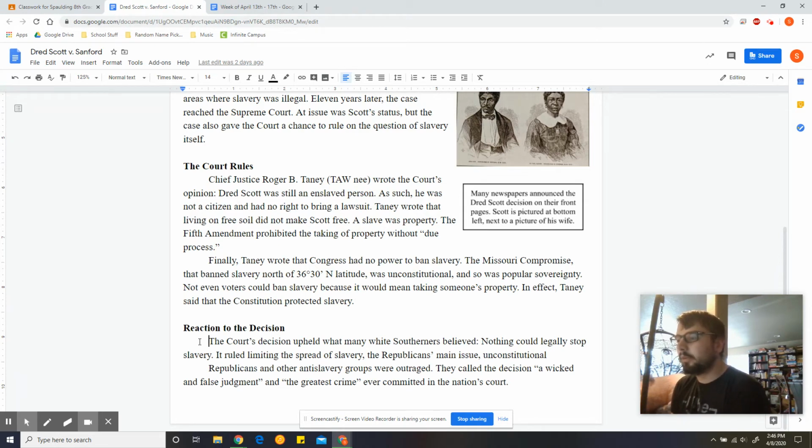The court's decision upheld what many white Southerners believed. Nothing could legally stop slavery. It ruled limiting the spread of slavery, the Republicans' main issue, unconstitutional. Okay, so it's unconstitutional to limit the spread of slavery. It should be able to spread everywhere, according to Justice Taney. Republicans and other anti-slavery groups were outraged. They called the decision a wicked and false judgment and the greatest crime ever committed in the nation's court. Okay, so this isn't just they're a little upset. They're calling this the greatest crime that the Supreme Court, a part of the government, has ever committed.